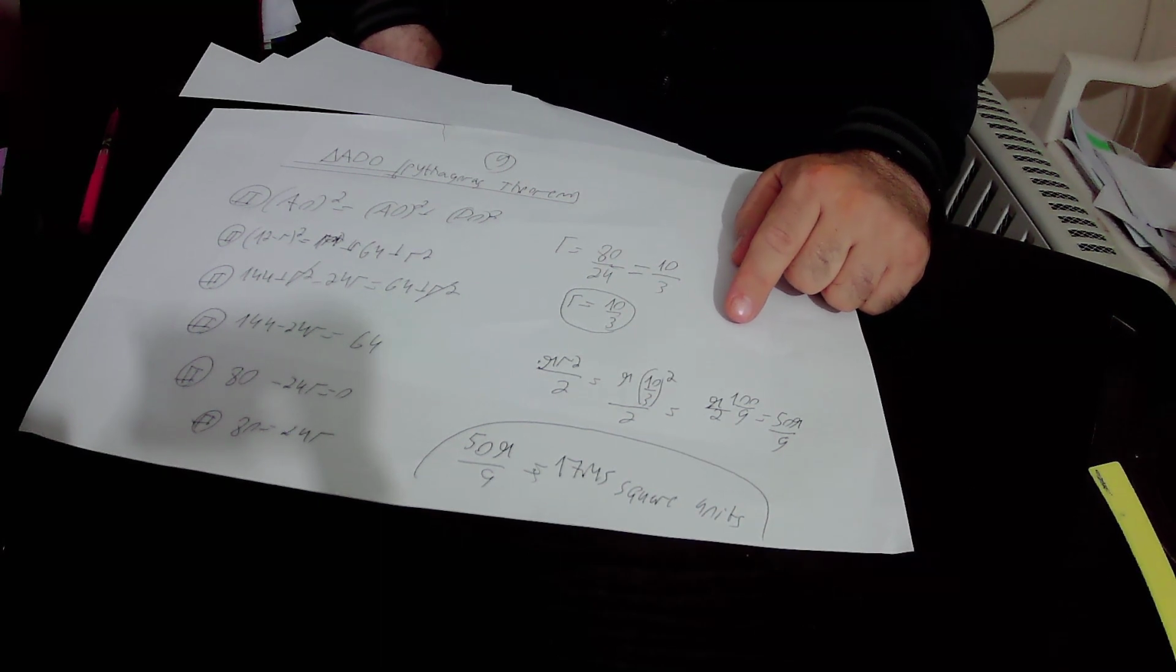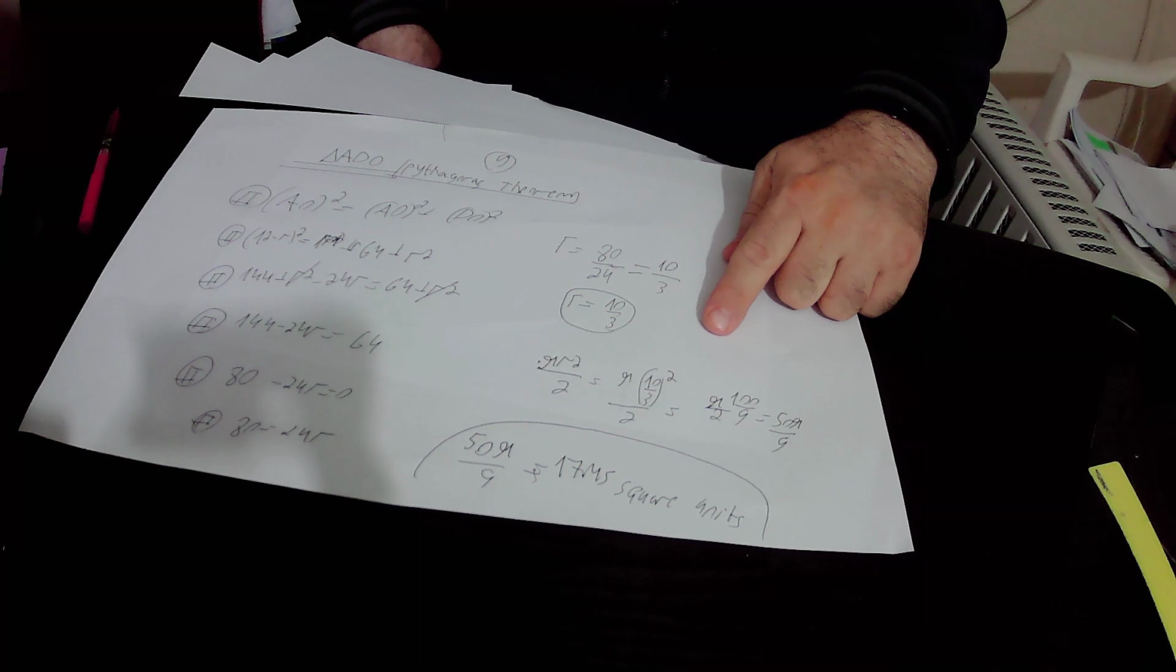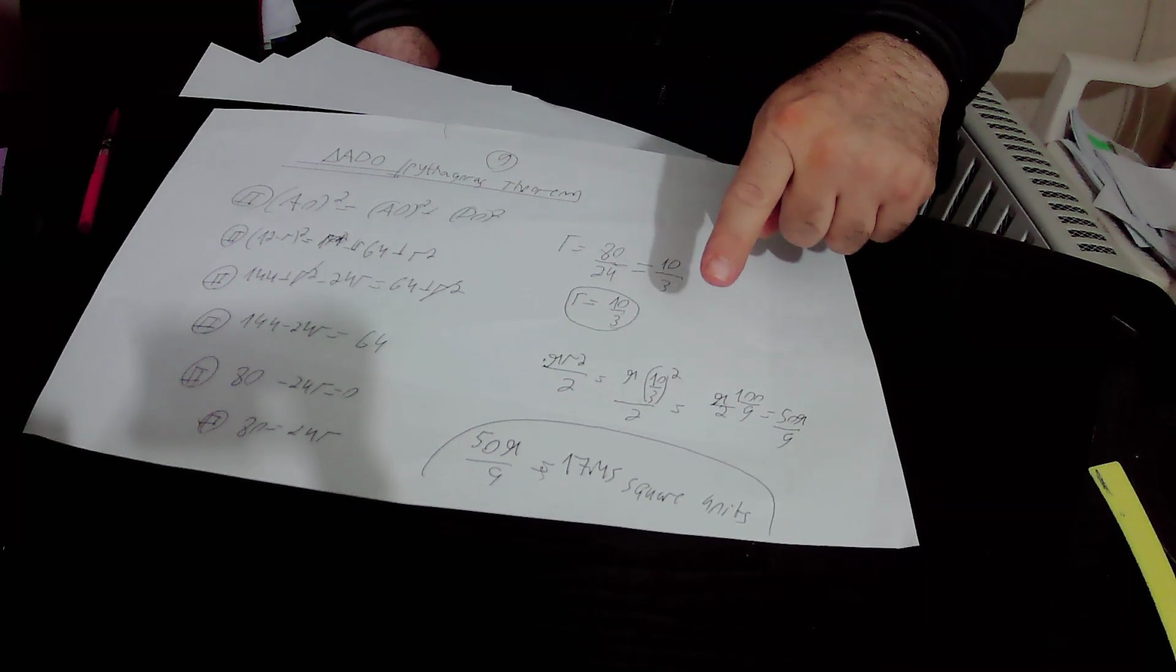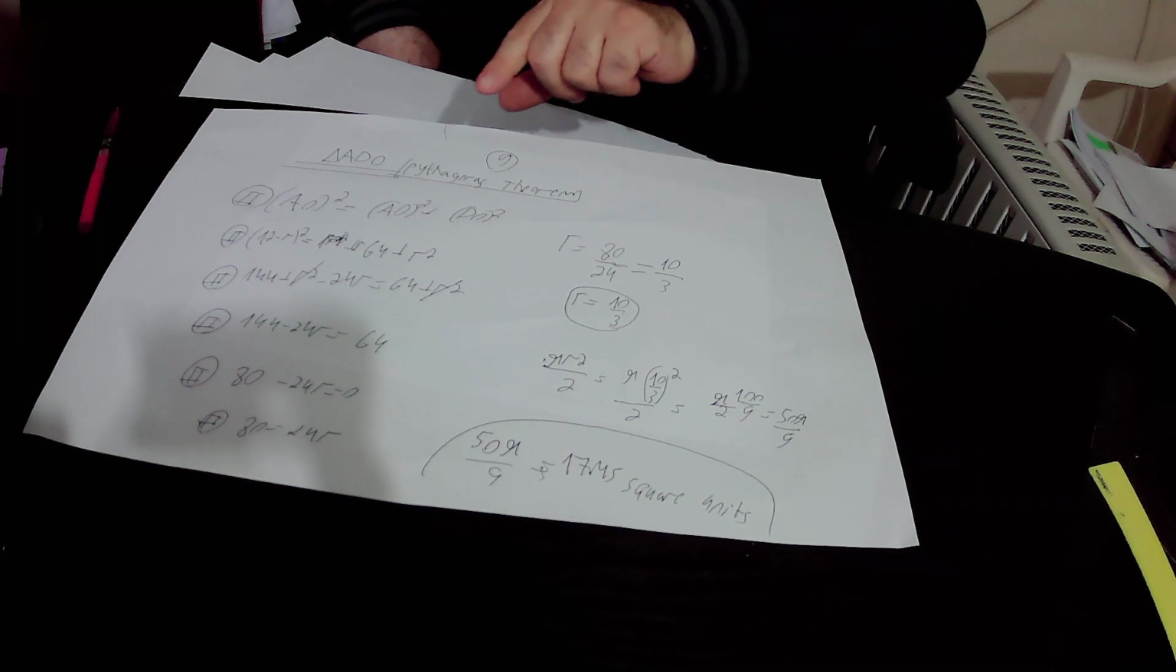and the area of the semicircle is pi r square over 2. Pi r square over 2 is actually 50 pi over 9, or 17.45 square units. So we finish with the second method.